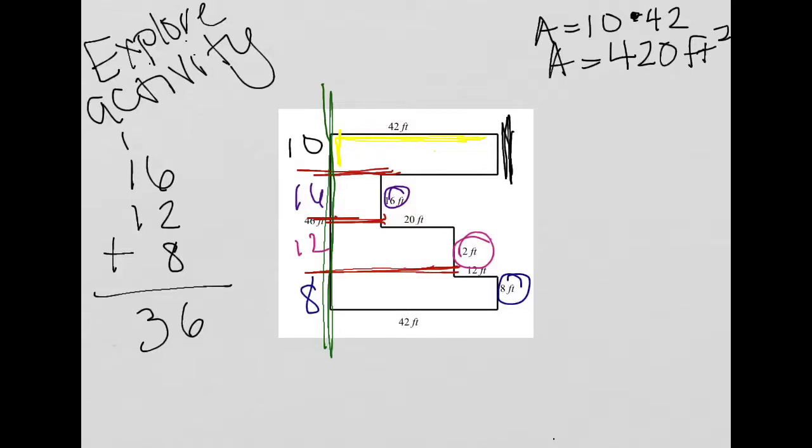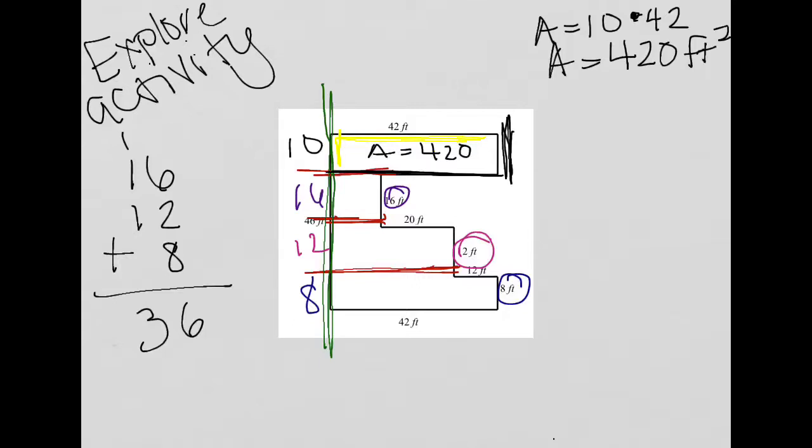Next, now this is where things get a little messy. So now I move on to what looks like a square. So I don't have a length for the top piece, but I know the whole piece here is 42 feet. So I have to figure out, okay, what's this piece going to be?